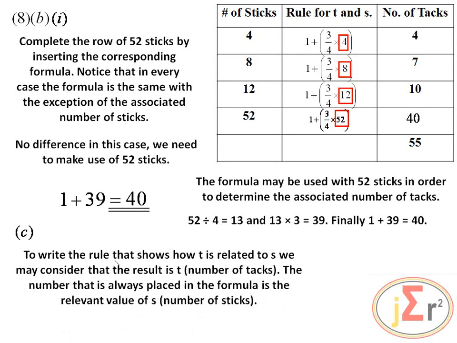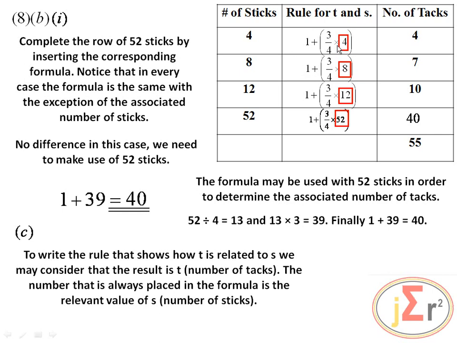To write the rule that shows how T is related to S, we may consider that the result is T, which is the number of tacks. The number that is always placed in the formula is the relevant value of S, which is the number of sticks. So to write a rule that shows how T is related to S, we may just recoin one of these.